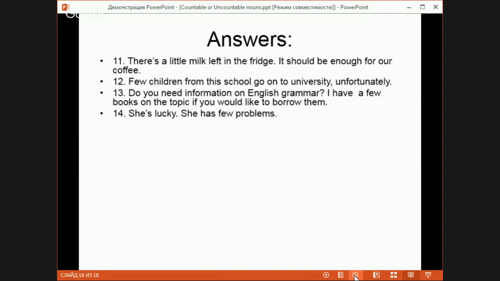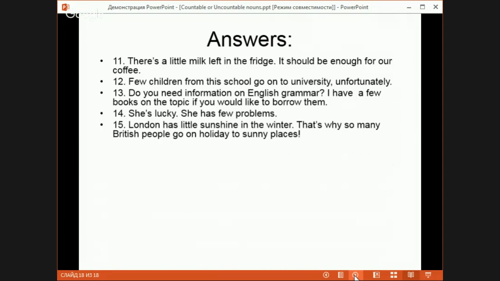She's lucky. She has few problems. I hope you remember this information. When you have few of something that you don't want, you are lucky. London has little sunshine in winter. That's why so many British people go on holidays to sunny places, and so many of them drink a lot.